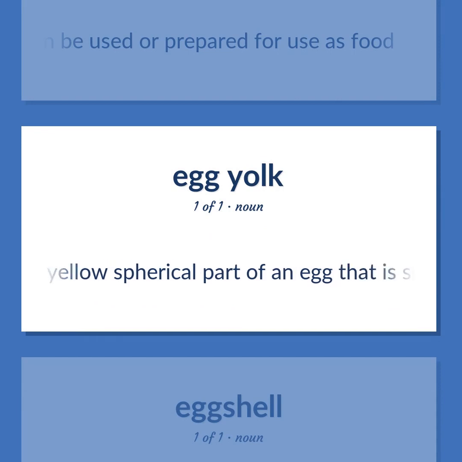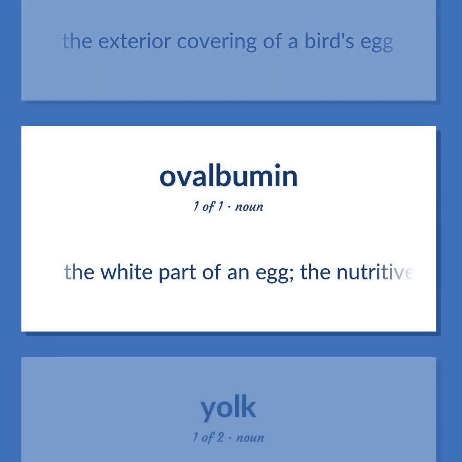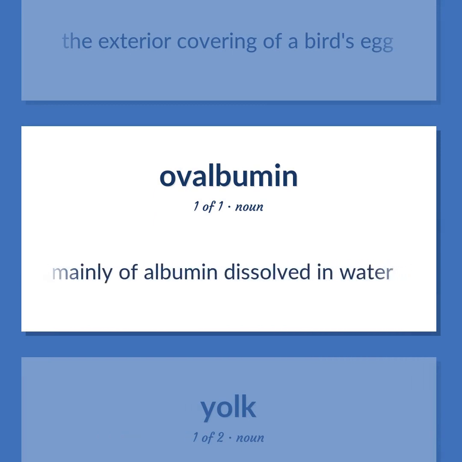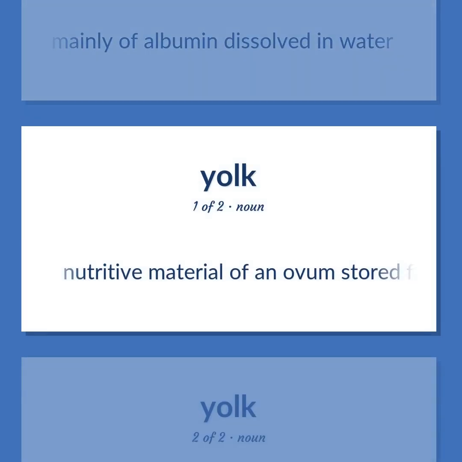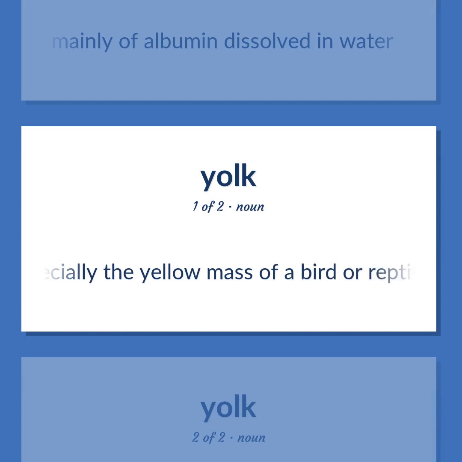The yellow spherical part of an egg that is surrounded by the albumen. The exterior covering of a bird's egg. The white part of an egg. The nutritive and protective gelatinous substance surrounding the yolk consisting mainly of albumin dissolved in water. Nutritive material of an ovum stored for the nutrition of an embryo, especially the yellow mass of a bird or reptile egg.